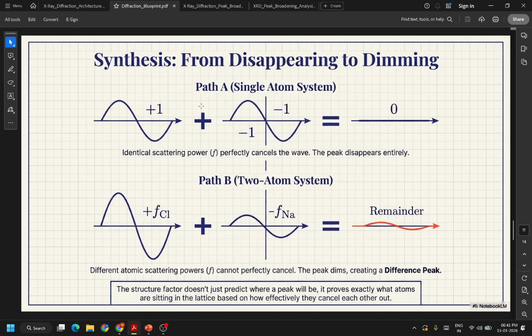You see, in a single atom system, the scattering intensities are the same. So if they are out of phase, they will completely cancel each other, and the result will be a zero peak. In a two atom system, the scattered intensity will be different. So even if they try to cancel out each other, there will be some remainder left, which will result in some amount of peak intensity.